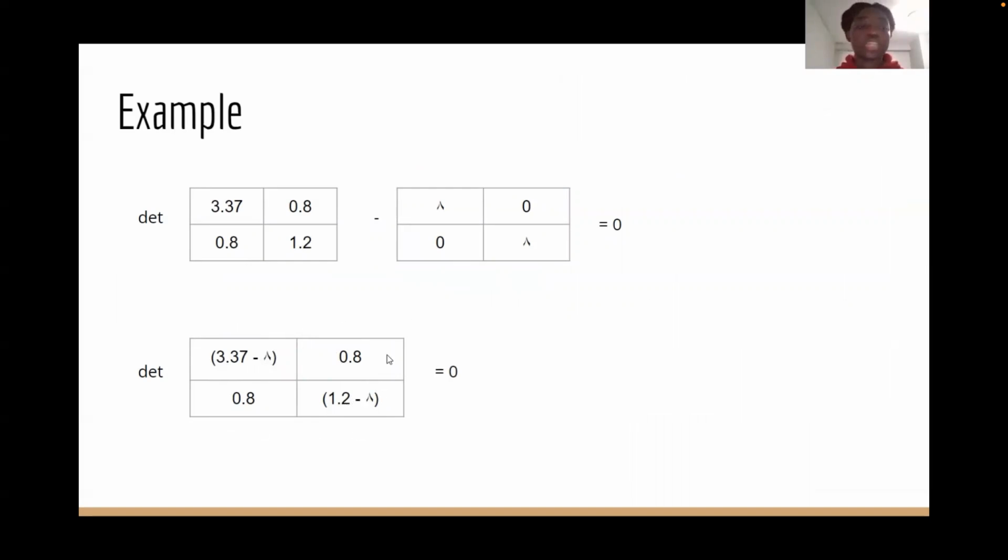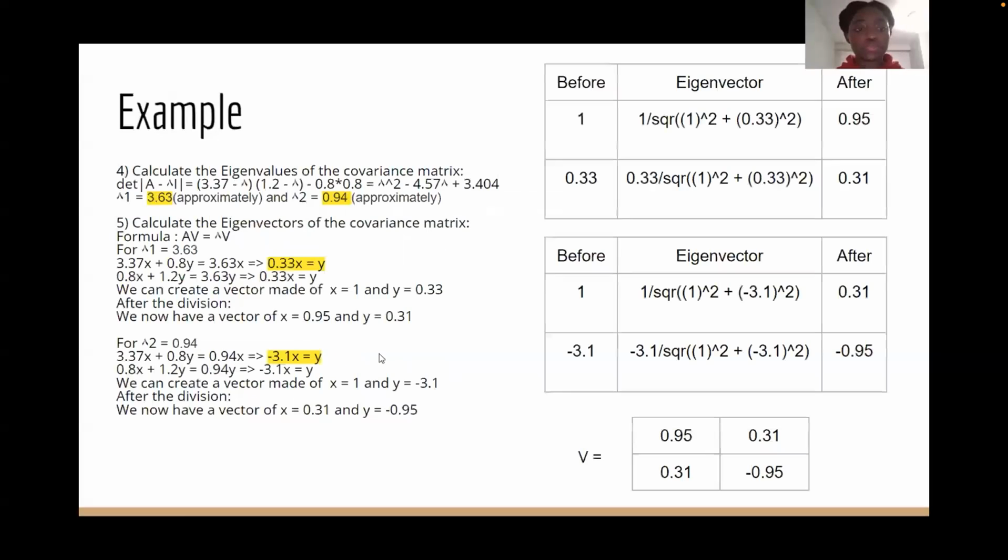So now in order to calculate the determinant, I had to do the product of this diagonal times the product of this diagonal, with which I obtained this quadratic equation: lambda squared minus 4.57 lambda plus 404. And with that equation, I solved for it and I obtained the 2 eigenvalues, which is 3.63 and the second one is 0.94.